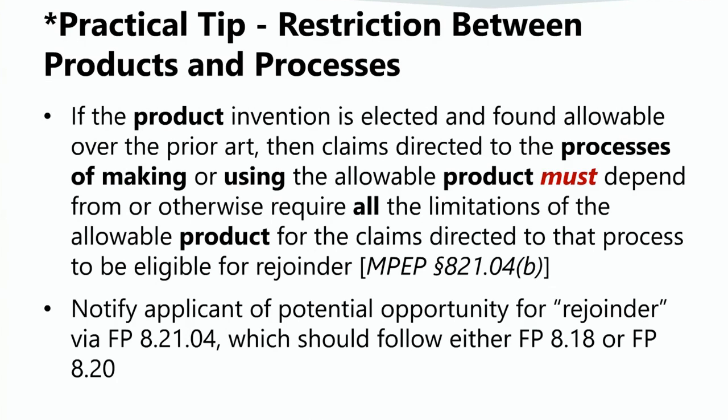This slide discusses the scenario wherein non-elected process claims are eligible for rejoinder with related product claims that have been found allowable over the prior art. This is a pretty common real-life occurrence in examination.